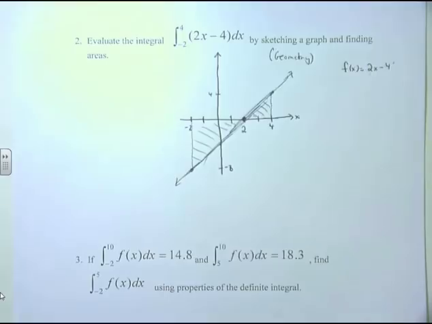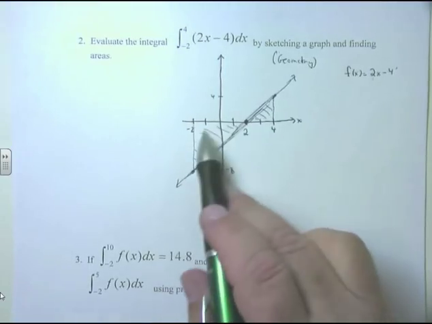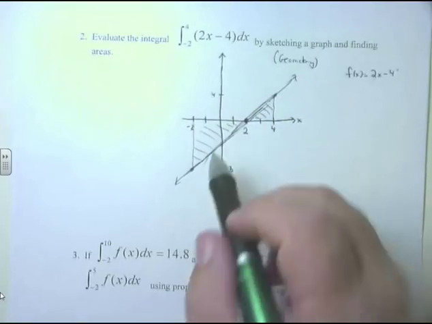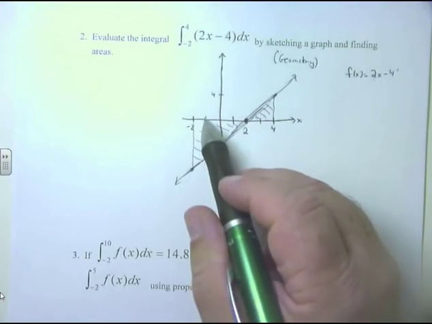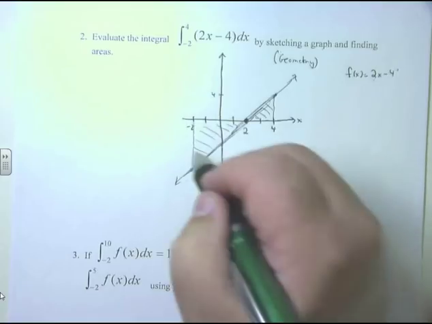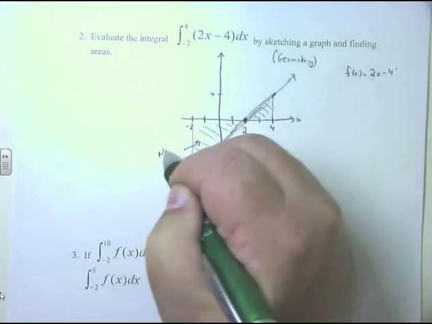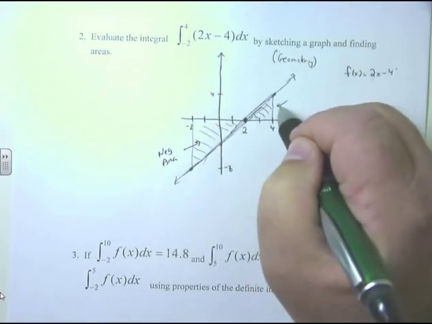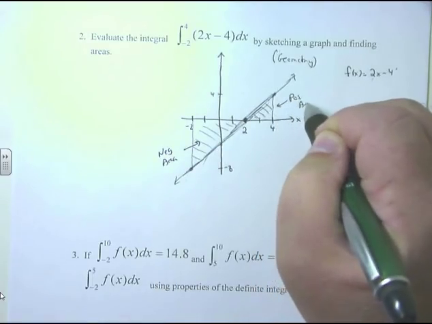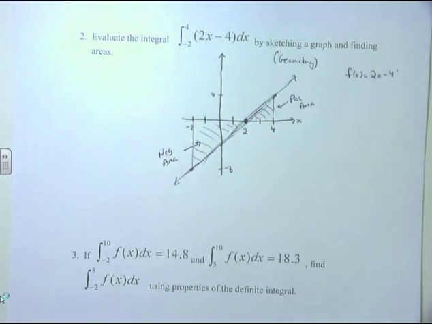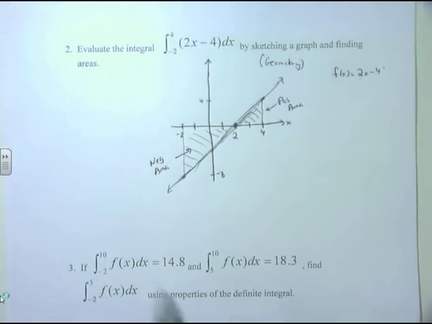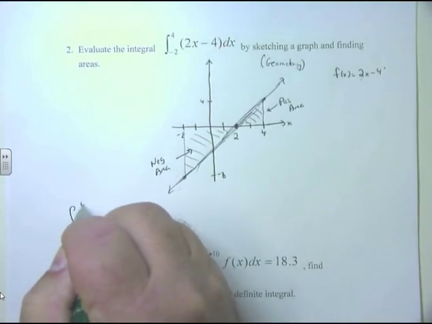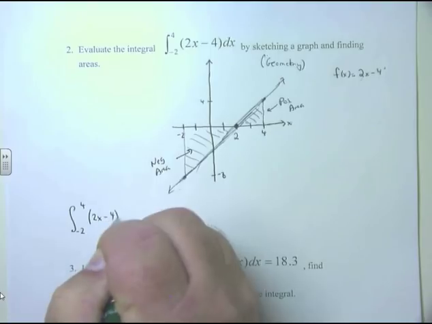Now the big deal on this one is, this area is captured below the x-axis. This area is above the x-axis. Area captured between the function back up to the x-axis or below the x-axis is called negative area. And area captured above the x-axis is positive area. So they'll end up canceling each other out. But again, we're supposed to use geometry. So this is the integral from between -2 and 4 of 2x minus 4 dx.